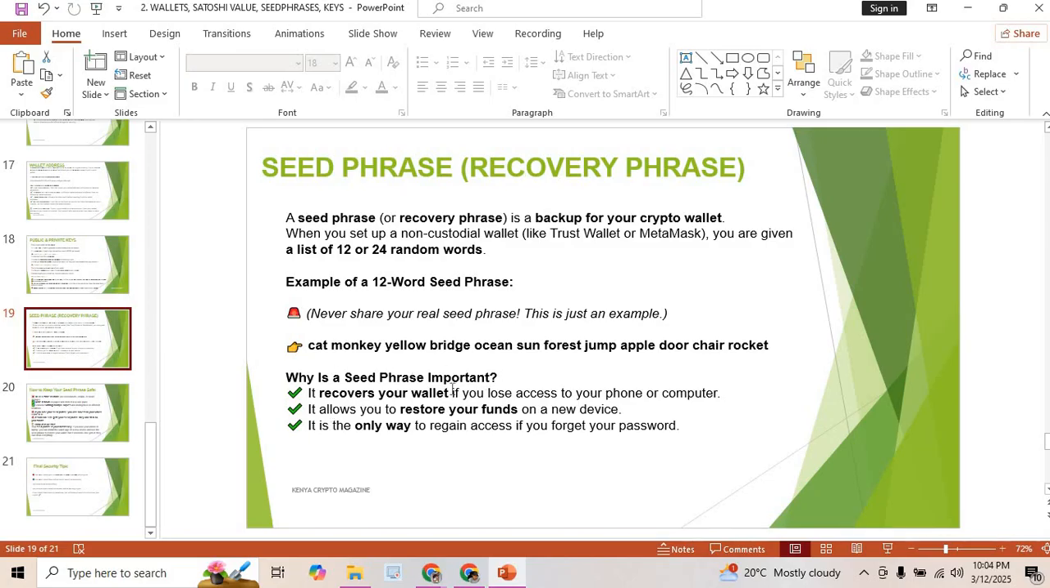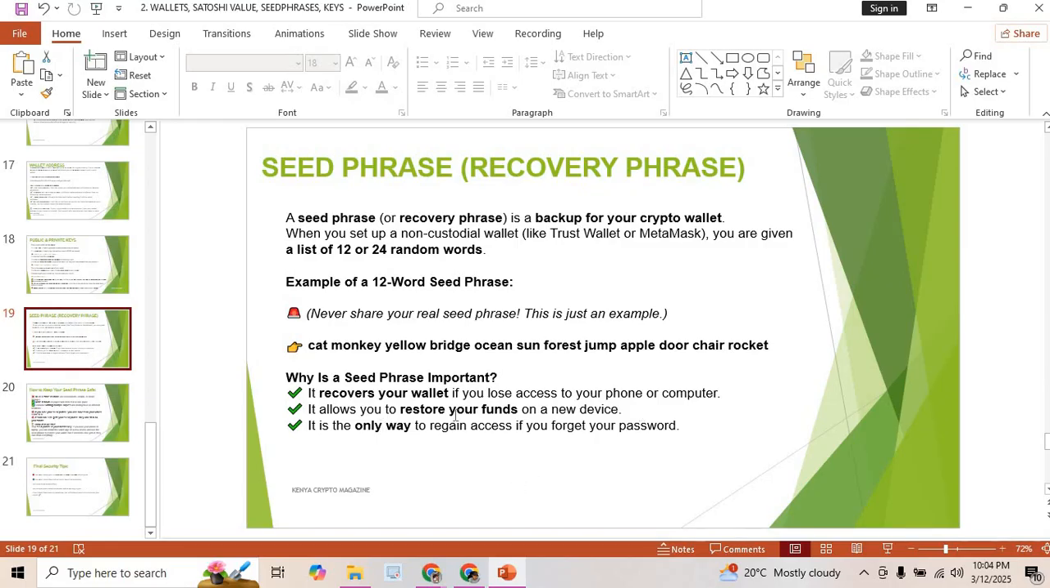It recovers your wallet if you lose access to your phone or your computer. We'll see that tomorrow. It allows you to restore your funds on a new device. So if I get access, this is actually a risk. It's important to secure your seed phrase, because if I get access to your 12 words, I can actually move your funds to my own phone.